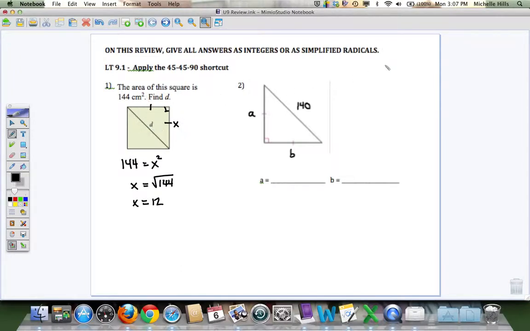but if I know my 45, 45, 90 triangle, I know that D is equal to the side length times the square root of 2, and then it said the area was in centimeters squared, so that's just in centimeters.